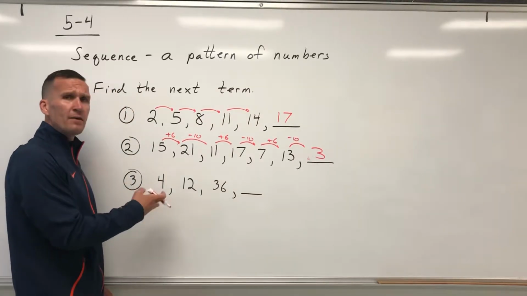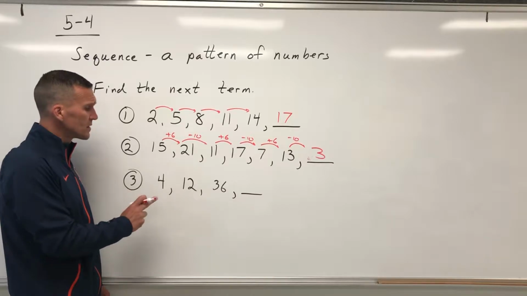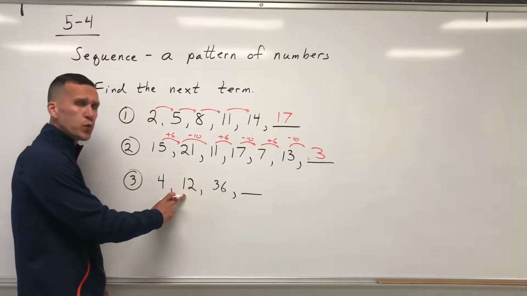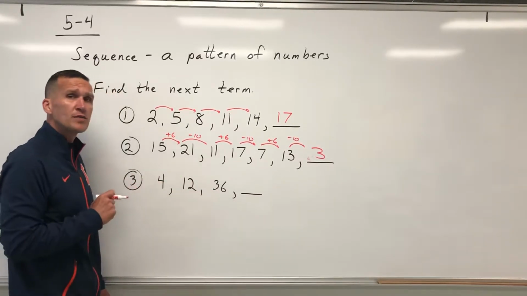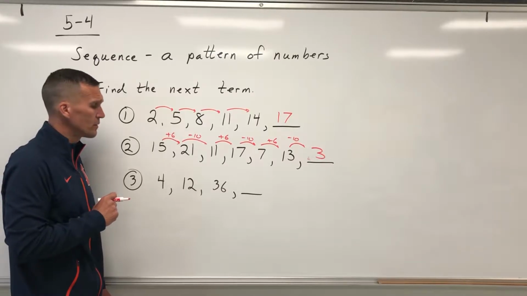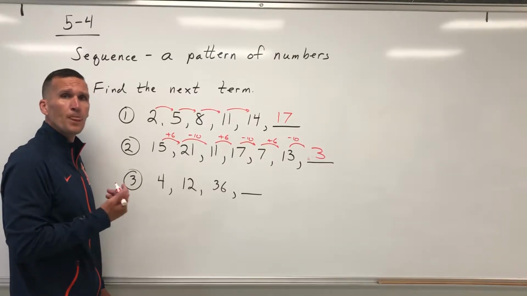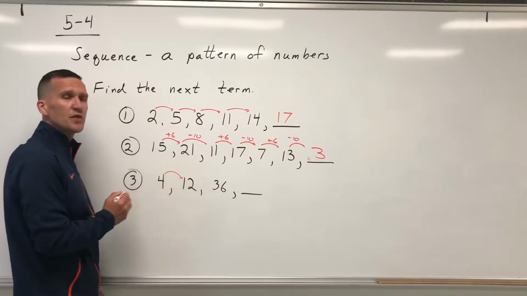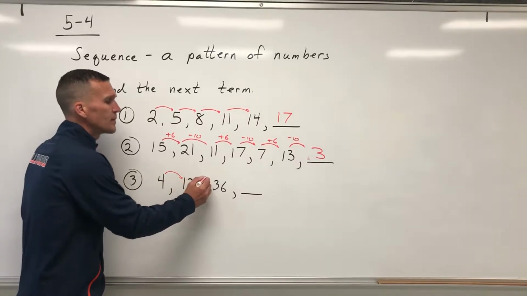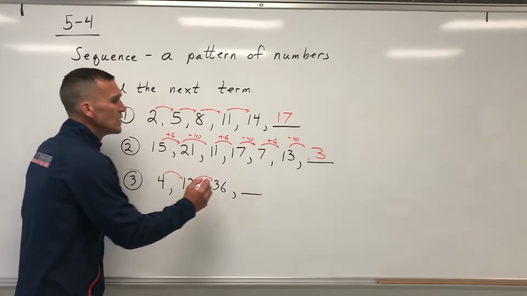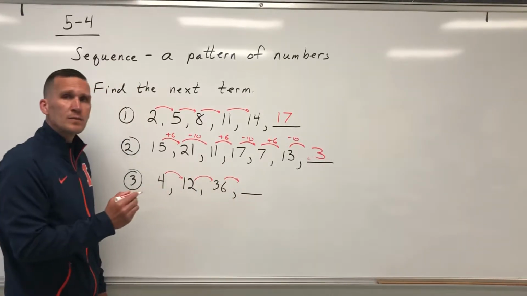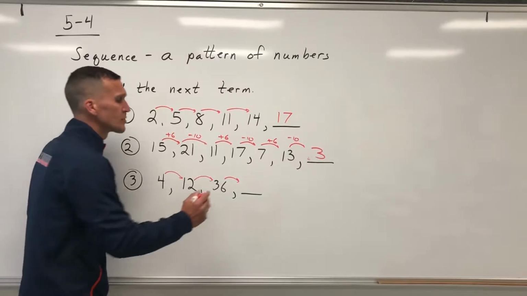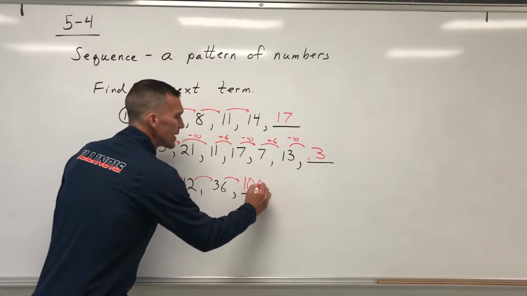Now the pattern doesn't always have to be plus or minus. So how does 4 go to 12, go to 36? Pause right now if you want to try it out on your own. But the pattern would be multiply by 3. 4 times 3 is 12. Times 3 is 36. So we have to times 3. And when you take 36 times 3, you get 108.